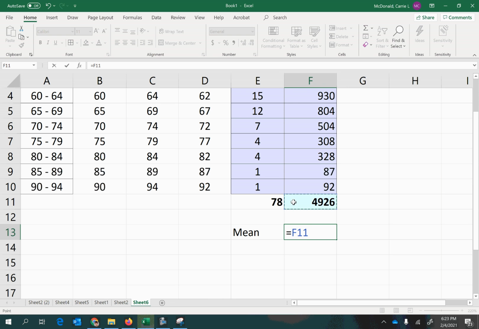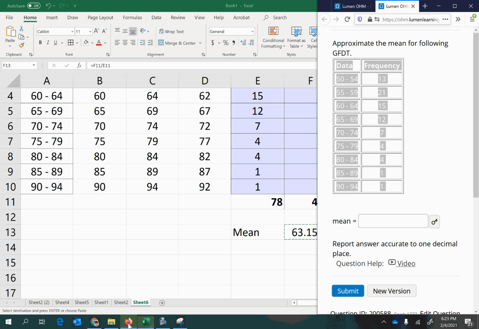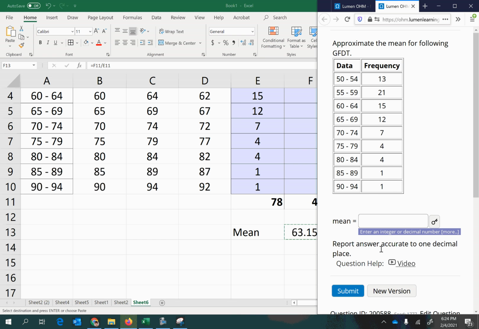So 4,926 divided by 78. And there is my answer for the problem. And it wants us to give it to 1 decimal place. So I'm just going to round this off to 63.2.